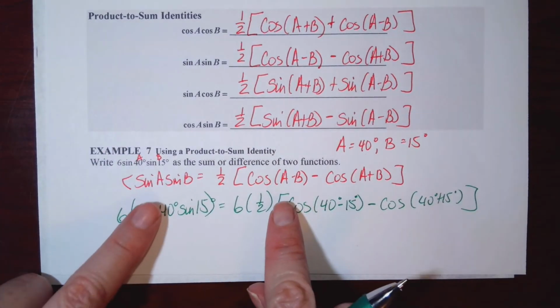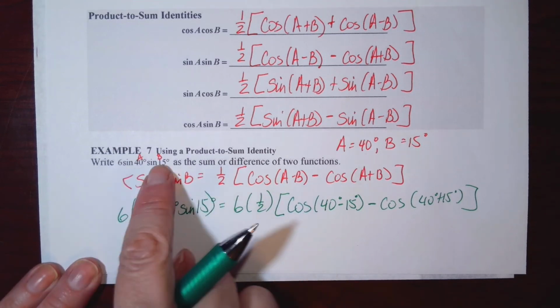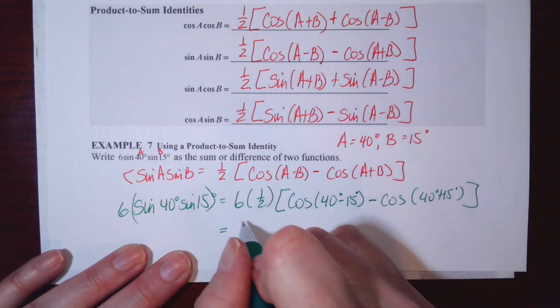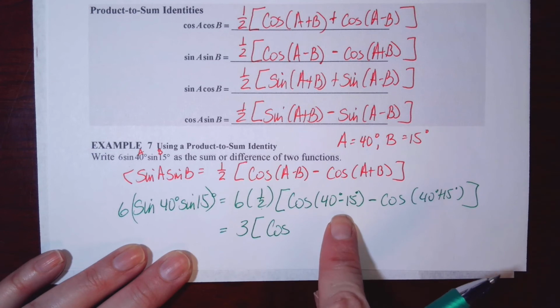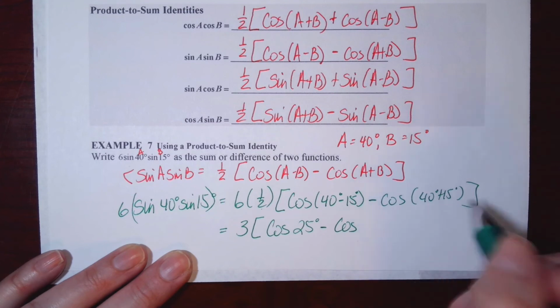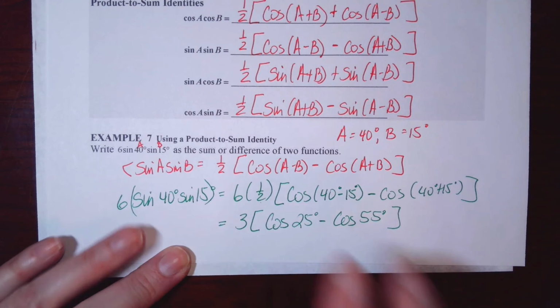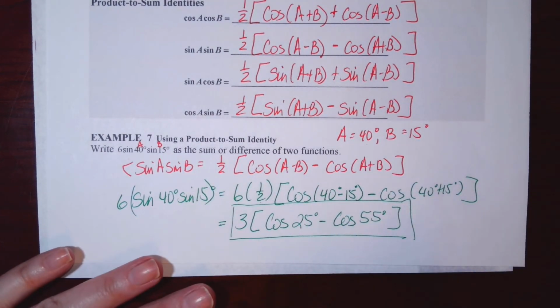I find the one it's like. I make any adjustments I need to make. Here I had to multiply in the 6. So what is this the same thing as? Well, it's the same thing as 6 times 1/2 is 3 times cosine of 40 minus 15 is 25 degrees minus cosine of 40 plus 15 is 55 degrees. Neither one of these is a special angle, so I'm done. I wrote it as the sum or difference of two functions.